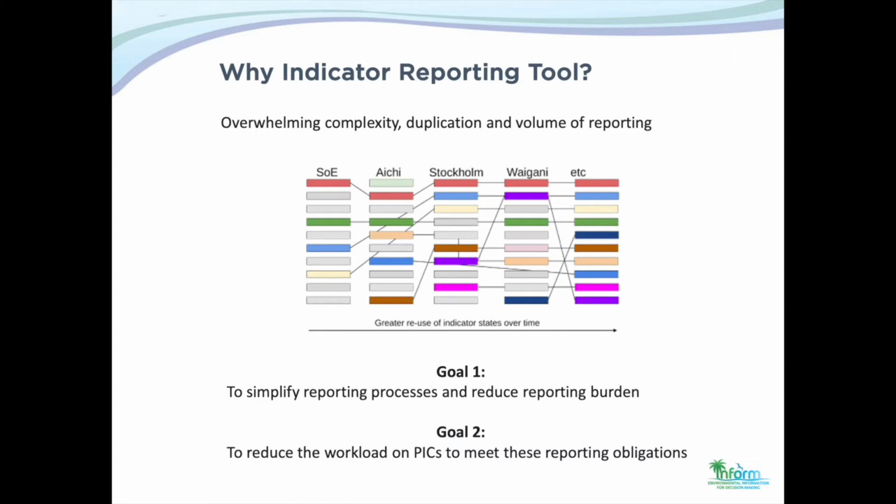In an effort to reduce the workload on Pacific Island countries to meet these reporting obligations, the Indicator Reporting Tool aims to simplify reporting processes and reduce reporting burden by facilitating reuse of indicator definitions across multiple reporting obligations. Many indicators are common across multilateral environment agreements. To avoid duplication, the Indicator Reporting Tool lets you write up and manage an indicator once and reuse it for multiple reporting obligations. For each reporting obligation and indicator state, a report can be generated by simply using the tool.